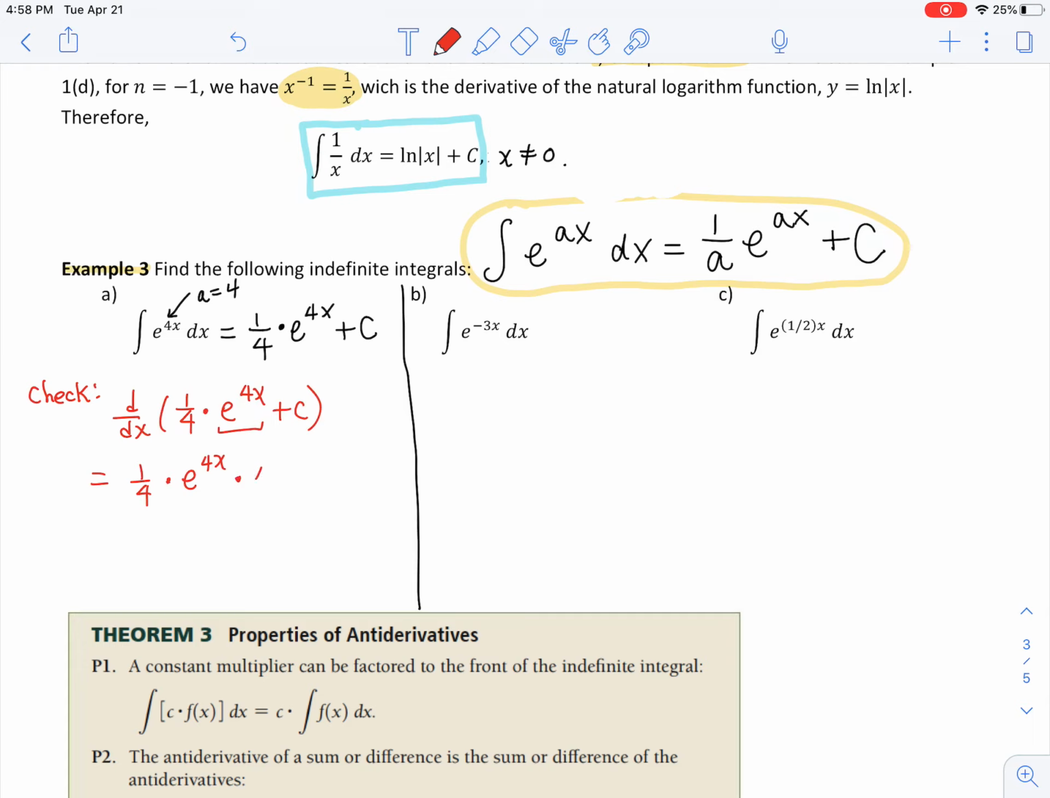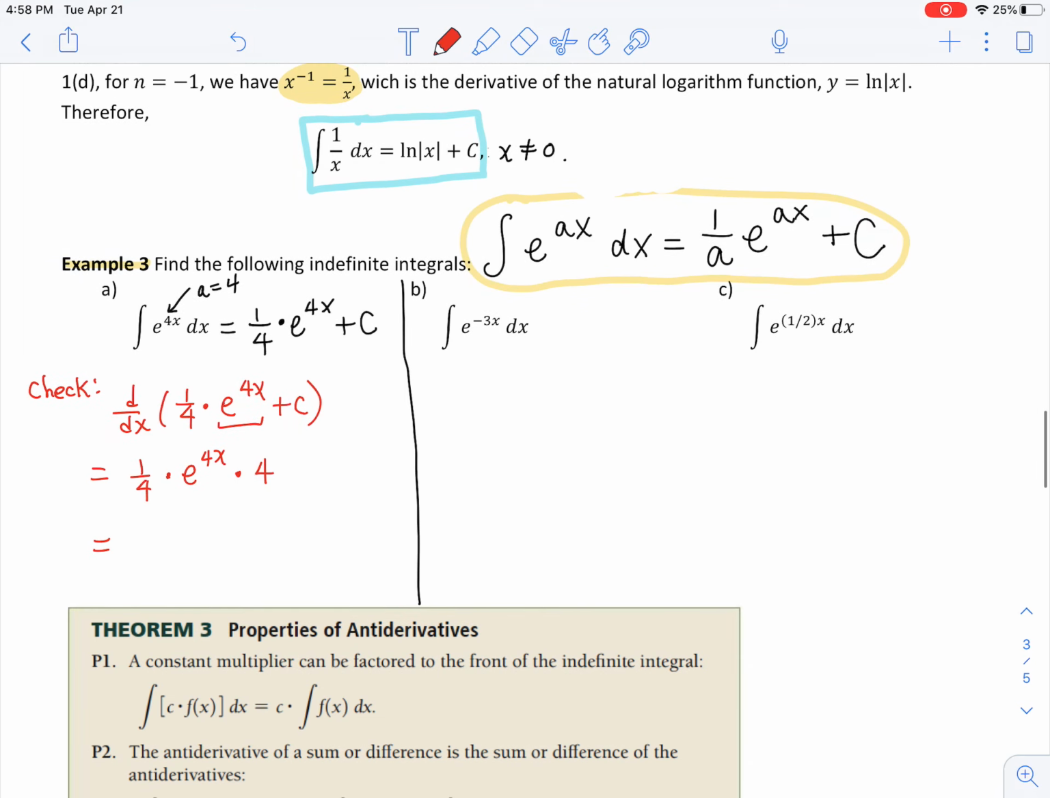What happens? The 1 over 4, we can pull this out briefly, right? So just keep that 1 over 4 there. But if you take the derivative of e to the 4x, that's going to be e to the 4x times, using the chain rule, the derivative of 4x, which gives you what? 4, right? And plus c is just gone. That's going to be 0. So what happened with this 1/4 and 4? They will give you 1. Therefore, we get e to the 4x power. And that is exactly the same thing as the original integrand.